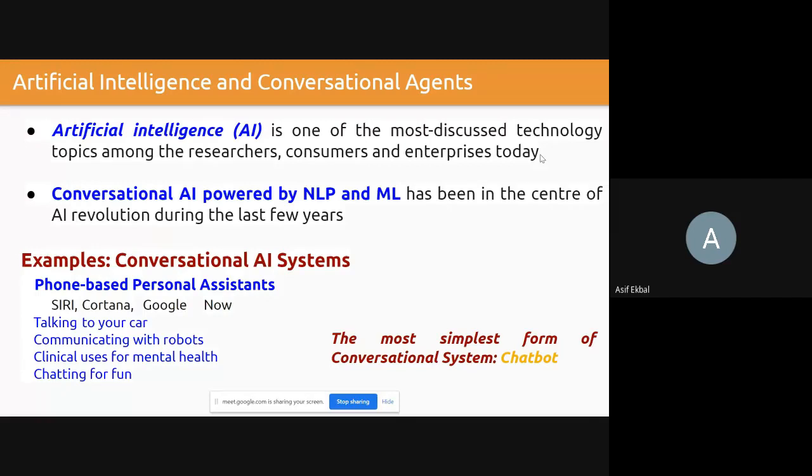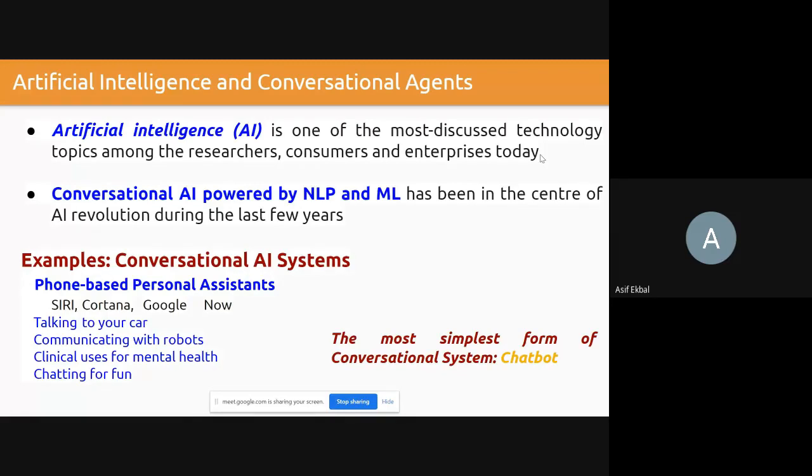Now, what we mean by conversational artificial intelligence systems is that the systems should be intelligent enough to converse with speakers and with writers. And there are many forms of conversational AI-based systems. For example, phone-based personal assistants like Siri, Cortana, Google Now, etc. You want to talk to your car, for example. You are communicating with robots, for example. Clinical uses for mental health, for example. Chatting for fun, for example. You are asking to select a song, and automatically the song is displayed. So all are examples of conversational AI systems.